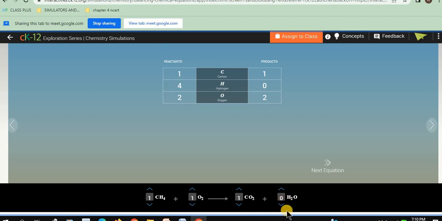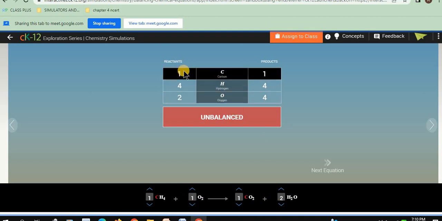How? By adding a coefficient. Shall we write one? No, two. So we should write two. Now are hydrogen atoms balanced? Yes, sir. You can see at the top: carbon balanced, hydrogen balanced.